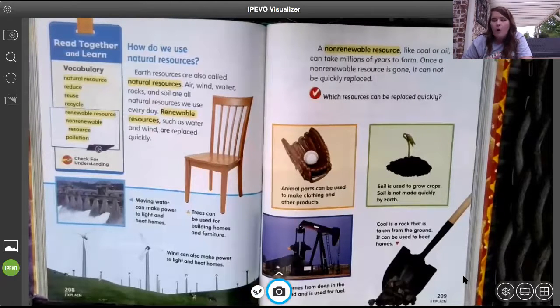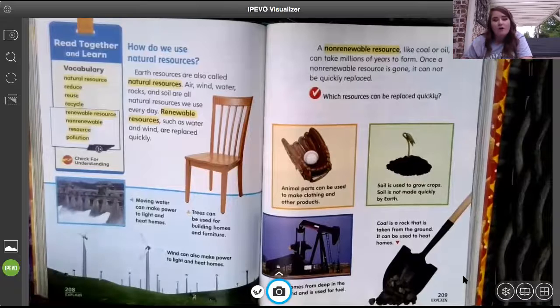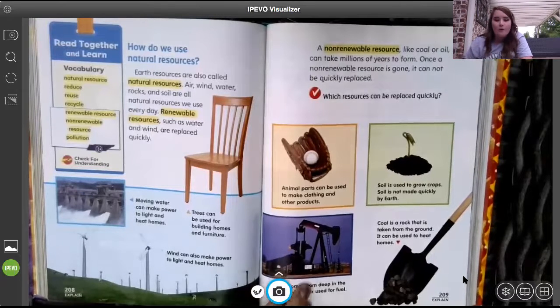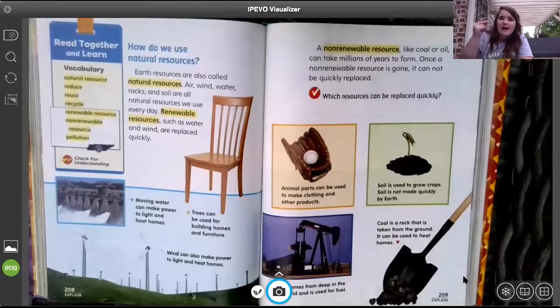If we use that coal or oil, because people get oil and they use that to make gas for your car, and we know that we drive in our cars every single day. So if we use up too much of that oil, it's non-renewable. I cannot just say, hey, I need more oil. I need it right now. It doesn't work that way. The earth takes a long time, millions of years sometimes, to form.